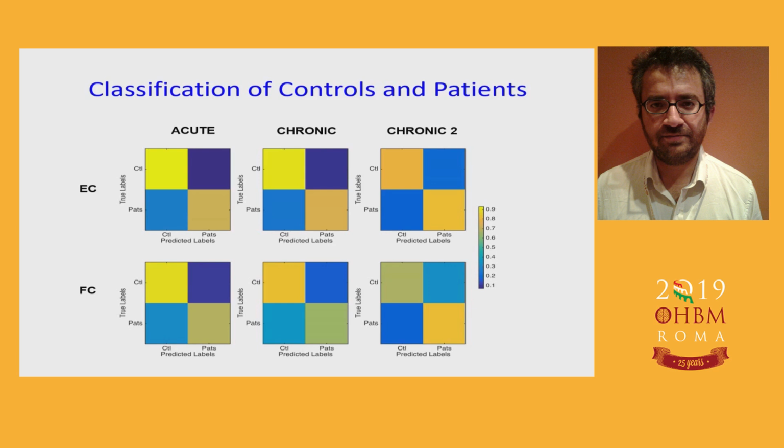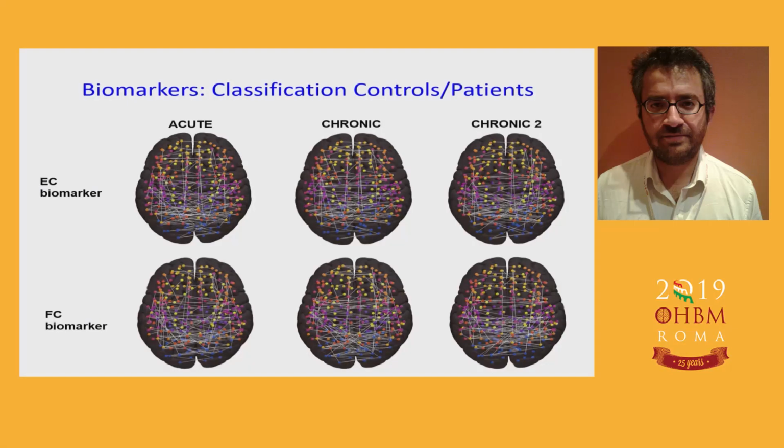Then we also calculated the biomarkers using recursive feature elimination with cross-validation. And we are still trying to figure out how to quantitatively describe the differences, but approximately about 200 to 300 features were identified, but only about a third at the maximum were common between EC-based and FC-based biomarkers in this case. So, in the interest of time, I'm going to skip this slide.